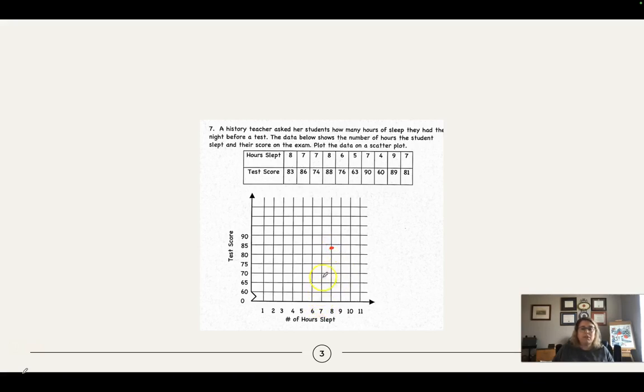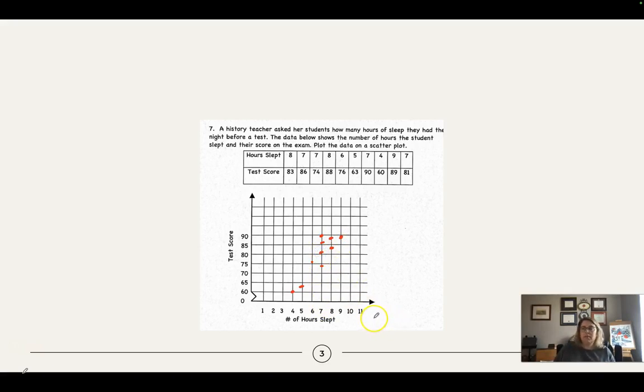This person got 7 hours of sleep and got an 86. This person got 7 hours of sleep and got a 74. This person got 8 hours of sleep and got an 88. 6 hours of sleep with a 76. 5 hours of sleep with a 63. 7 hours of sleep with a 90. 4 hours of sleep with a 60. 9 hours of sleep with an 89. And 7 hours of sleep with an 81.